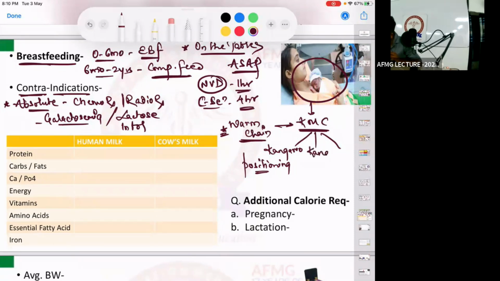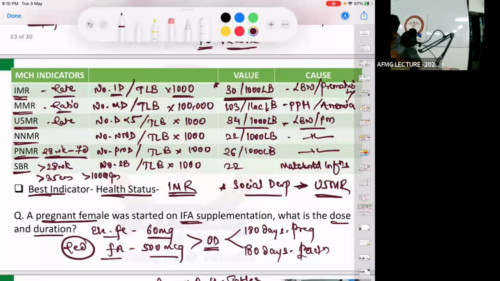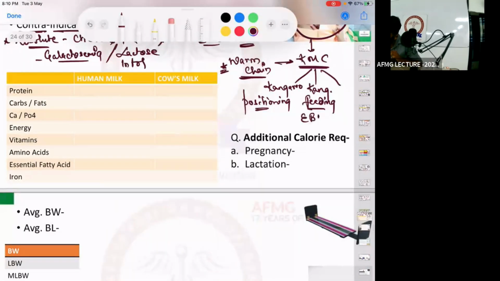Second is kangaroo feeding. What do we mean by kangaroo feeding? Exclusive breastfeeding should be initiated as soon as possible. And last is kangaroo discharge, which means early discharge. So what are the three components of kangaroo mother care? First is kangaroo positioning. Second is kangaroo feeding. And third is the early discharge from the hospital.